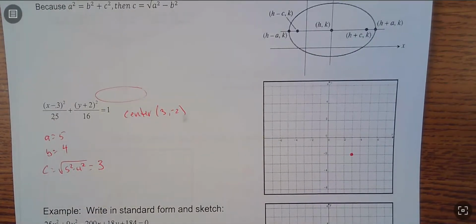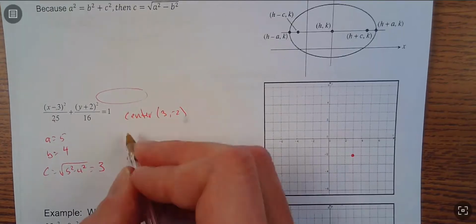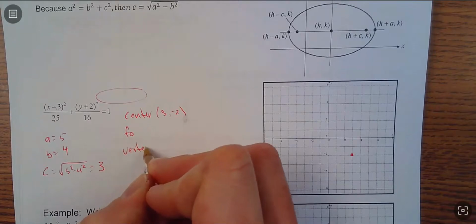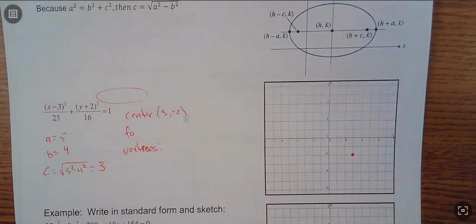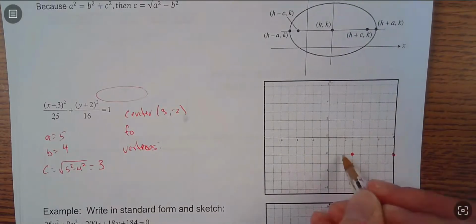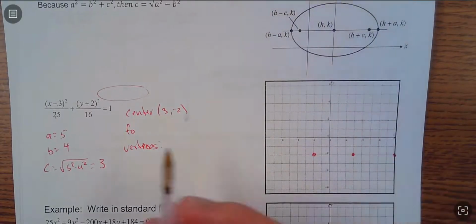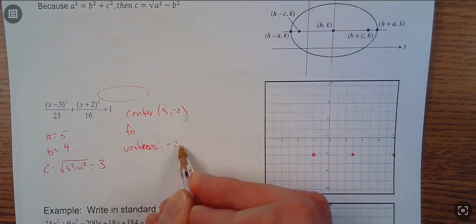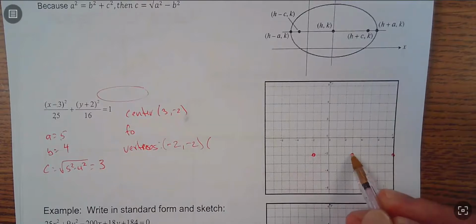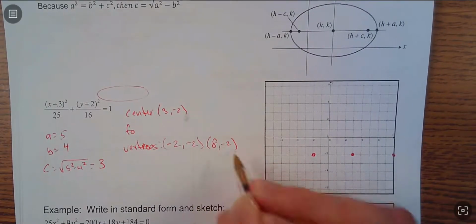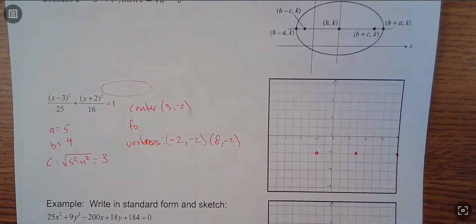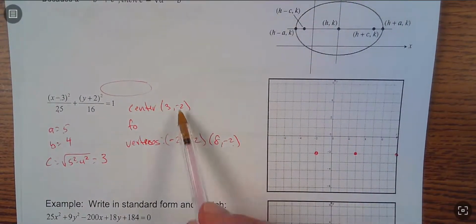That's 3. So if I need to start labeling things here, let's do the vertices first. So the vertices, I'm going to go right and left 5 units. That's the bigger number, so I'm going right 5, 1, 2, 3, 4, 5, and left 5. That would be -2, -2, and right, so 3 plus 5 is 8, and down 2. Notice they have the same y coordinate as the center, since it's a horizontal ellipse.